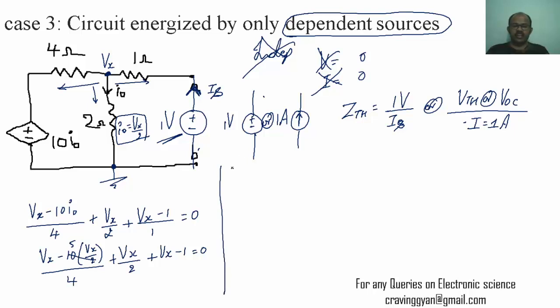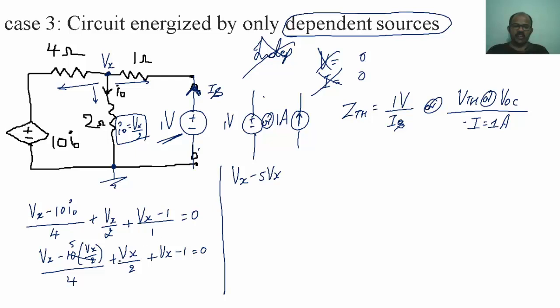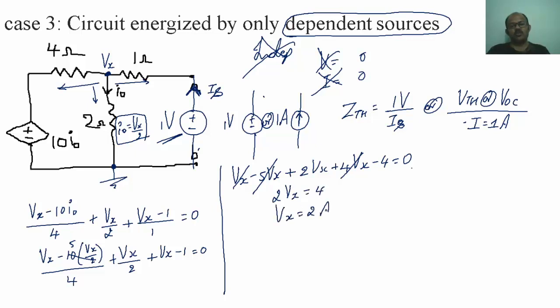So, what I can write is Vx minus 5 times of Vx. When I take LCM, I will be getting plus 2 times of Vx, plus when I take an LCM, I will be getting 4 times of Vx minus 4, which is equals to 0. So, this 5Vx and 5Vx I can cancel. So, rest of the terms will be 2 times of Vx, which is equals to 4. So, I will be getting Vx equals to 2 volts.